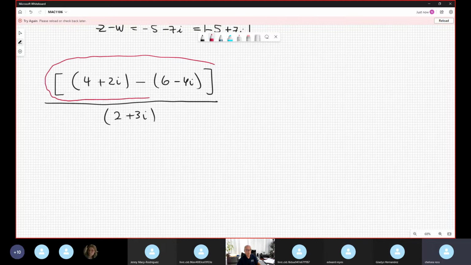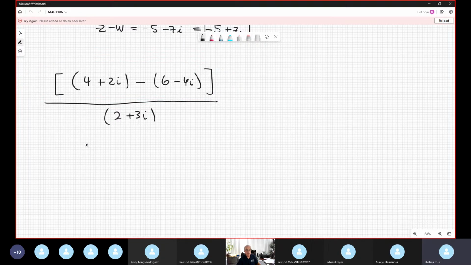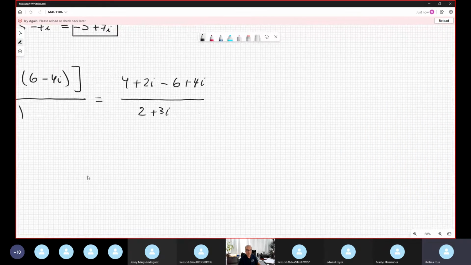So I focus on that part. For example, temporarily, I ignore or forget that part. That part is not important now. And that's a typical subtraction. So now you copy 4 plus 2i, remove parentheses, minus 6 plus 4i, because this minus affects everything inside this. Okay, cool. And the denominator, 2 plus 3i. The thing I did was remove the parentheses. Well, we have real, minus 2. Imaginary, 6.